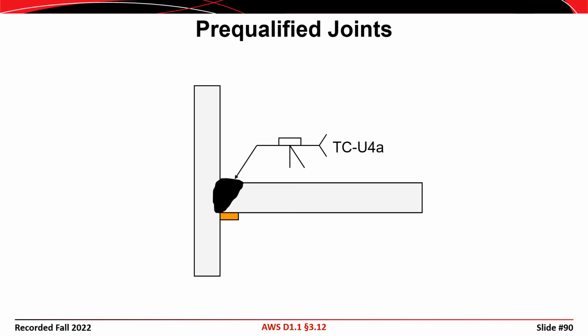So you have this guy right here indicates that it's a single bevel weld. This guy right here says use backing. And rather than just putting the electrode size in the tail, they've specified TC-U4A. And that is a designation that references a pre-qualified joint that can be used in that application. And then I've shown here in orange the backing bar that might be placed.